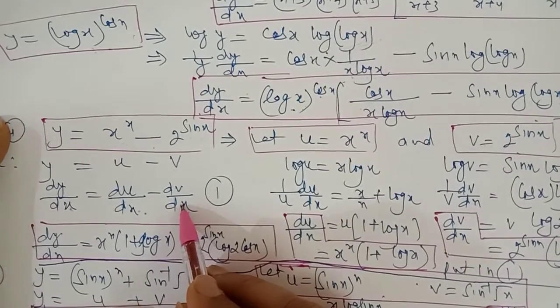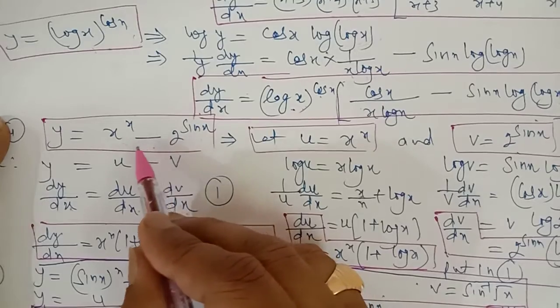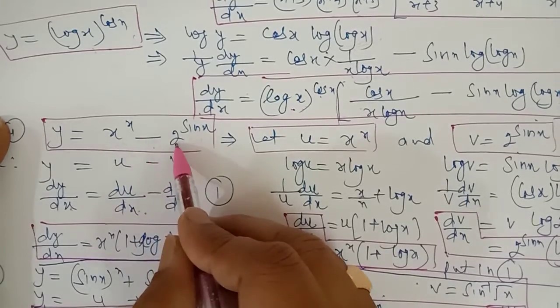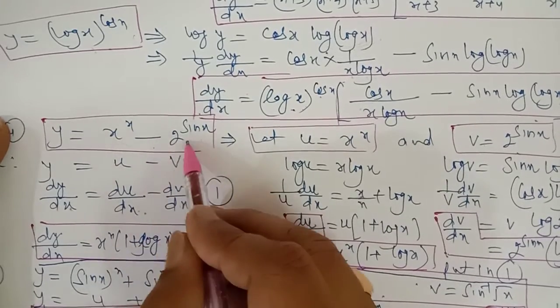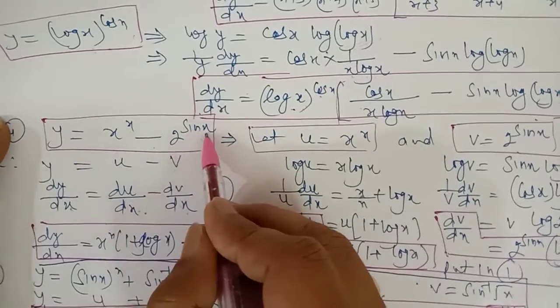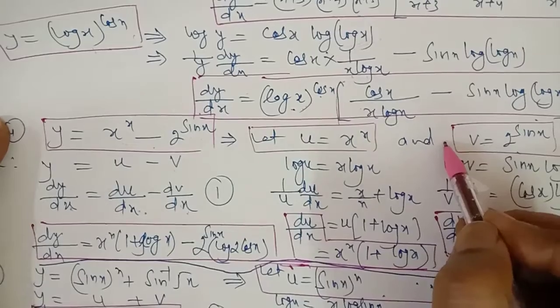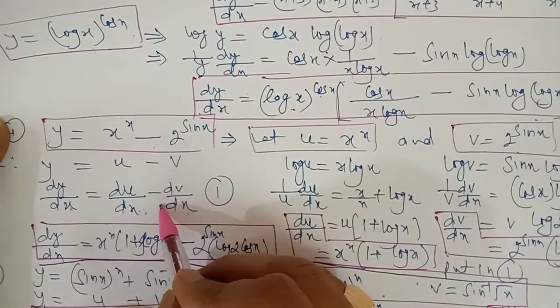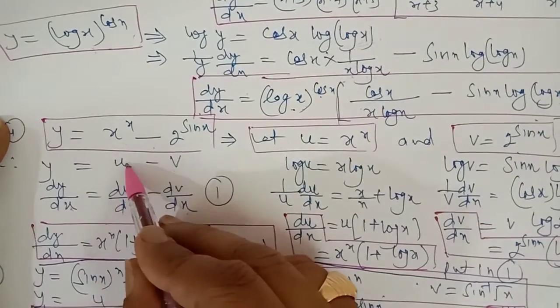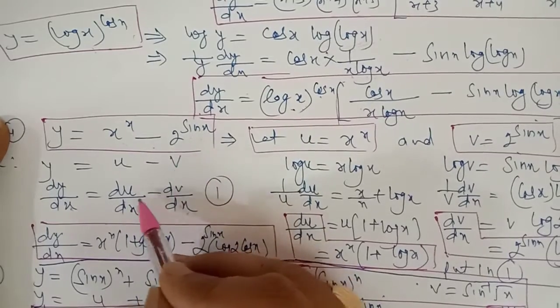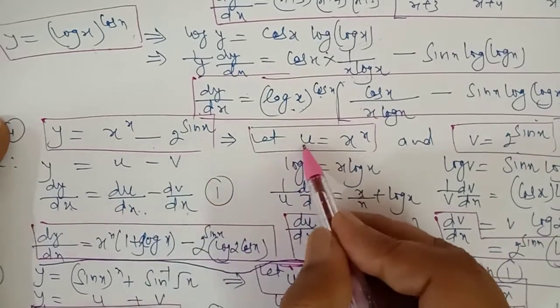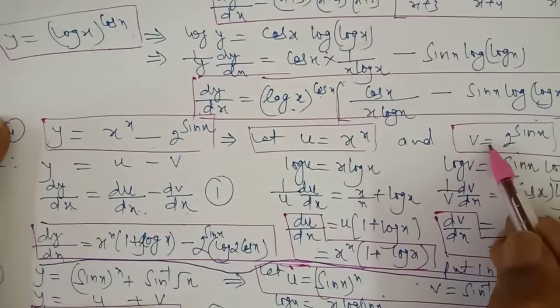So be very careful. Again I am repeating: whenever we have a plus or minus sign between the functions, and the function cannot be differentiated without taking the logs, then you have to differentiate it individually by letting them something and then putting the individual derivatives here. So dy by dx will be equal to du upon dx minus dv upon dx. We will find the value of du upon dx from here and dv upon dx from here.